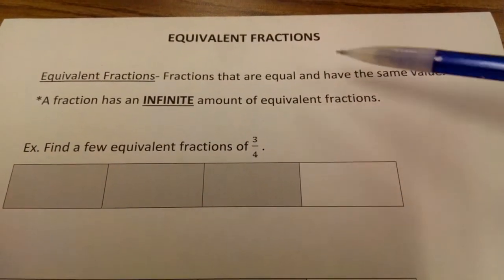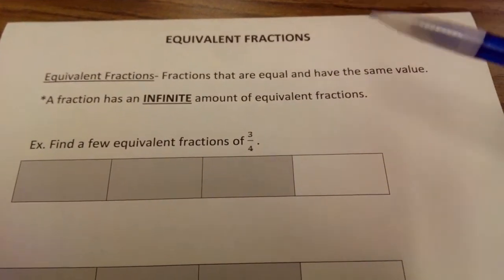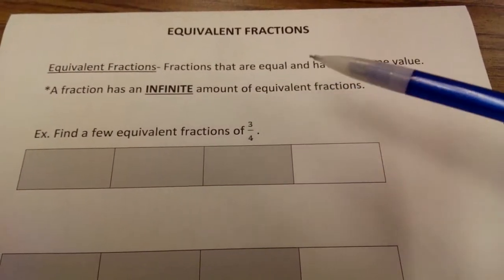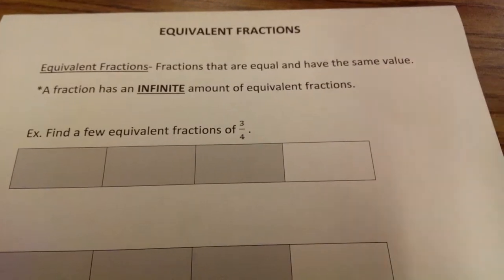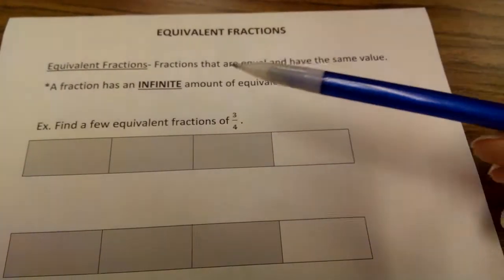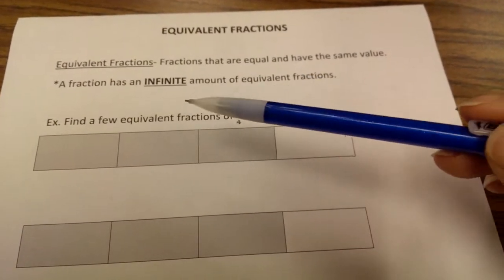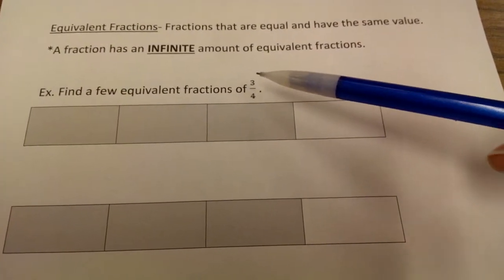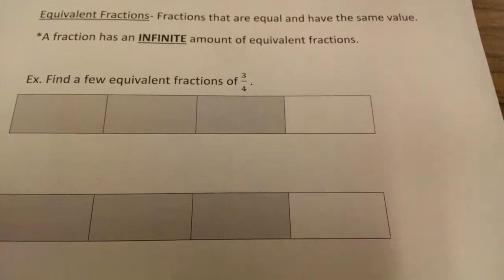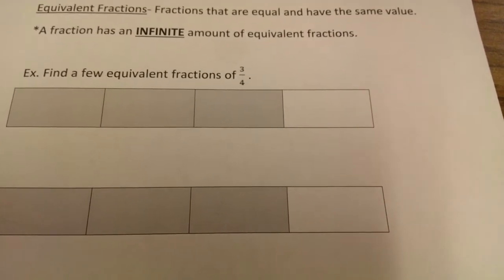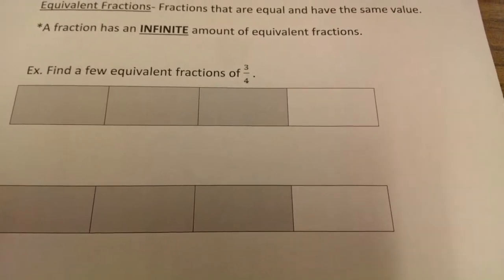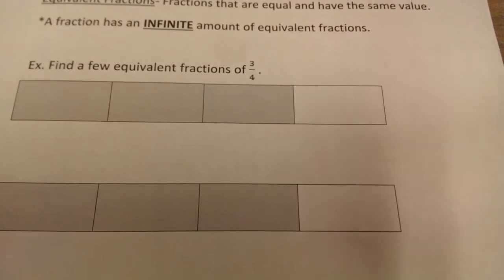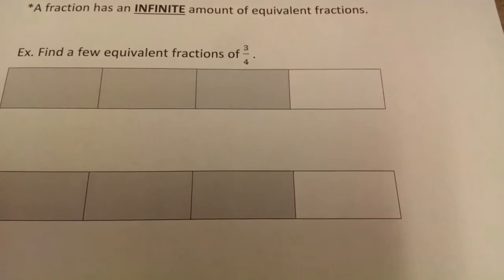So what is an equivalent fraction? What are equivalent fractions? Equivalent fractions are fractions that are equal or have the same value as another fraction. A fraction has an infinite amount of equivalent fractions. So if I told you to find all the equivalent fractions to 3/4, you would sit there and write out all the equivalent fractions of 3/4 forever, because 3/4 is equal to an infinite amount of other fractions.